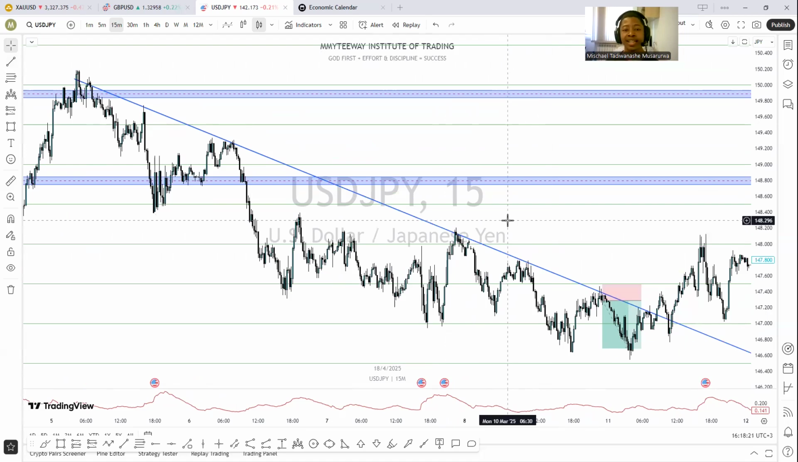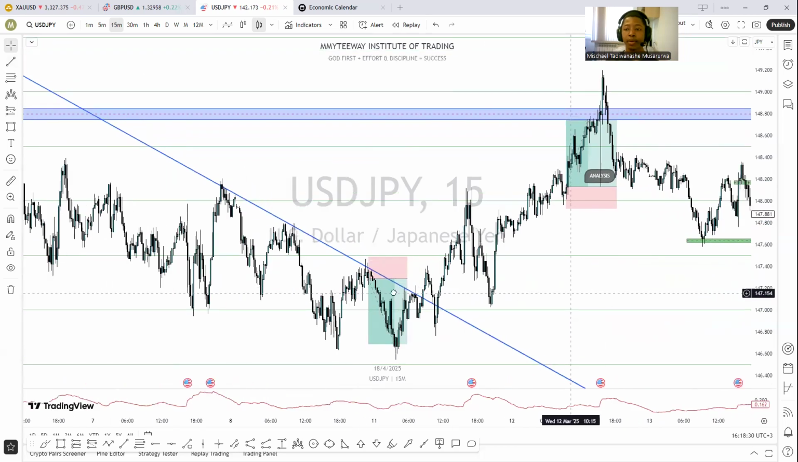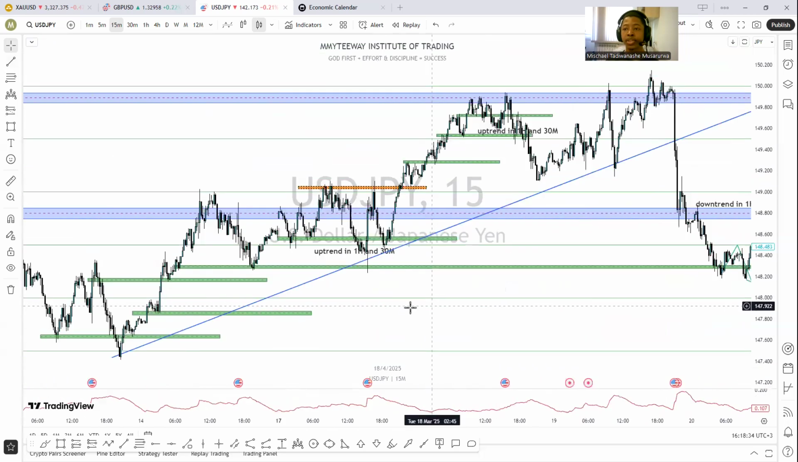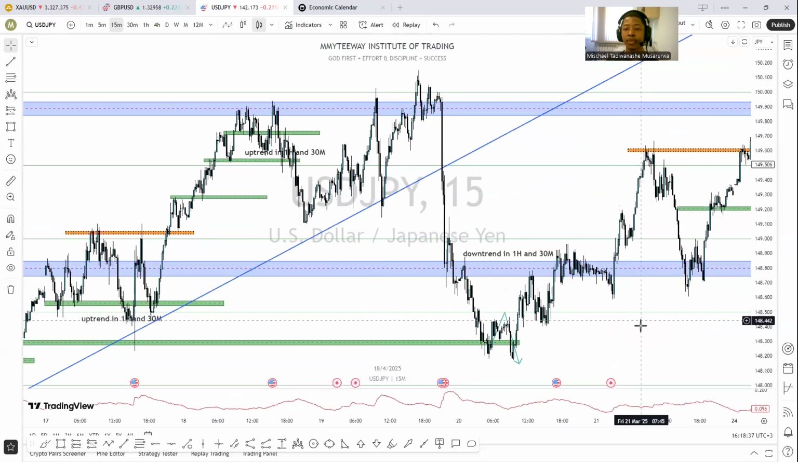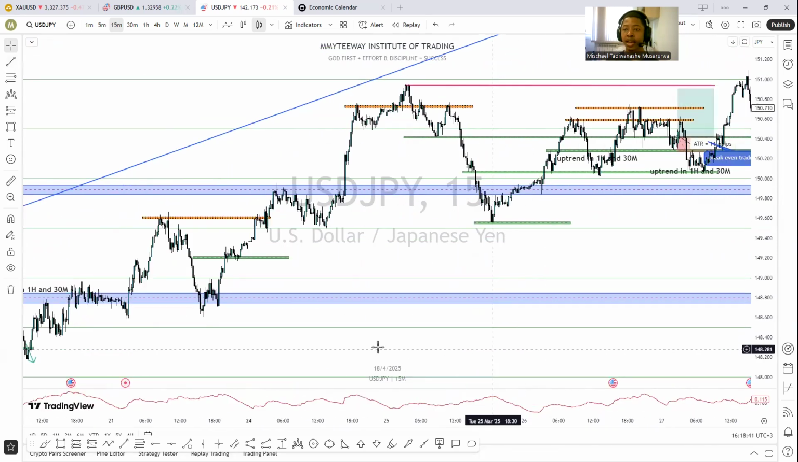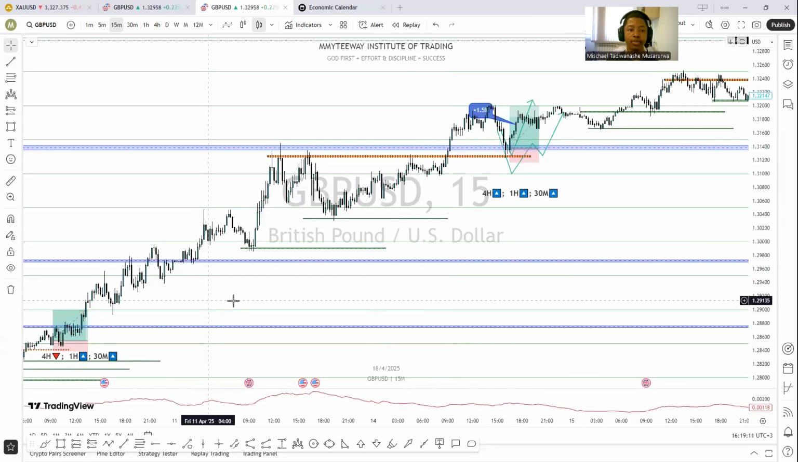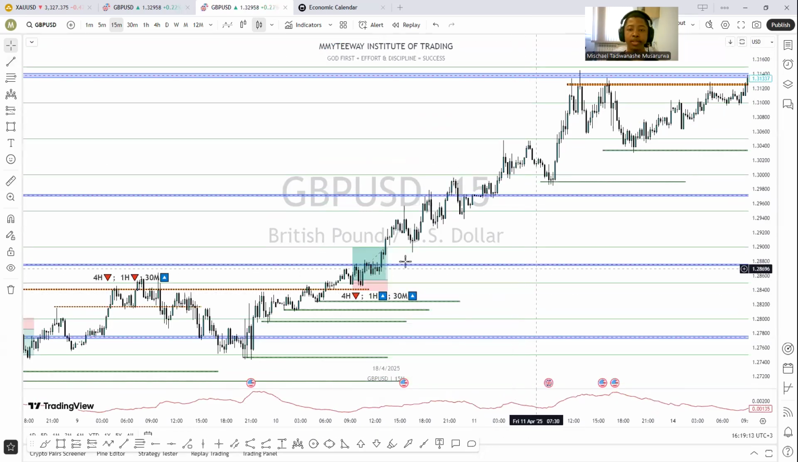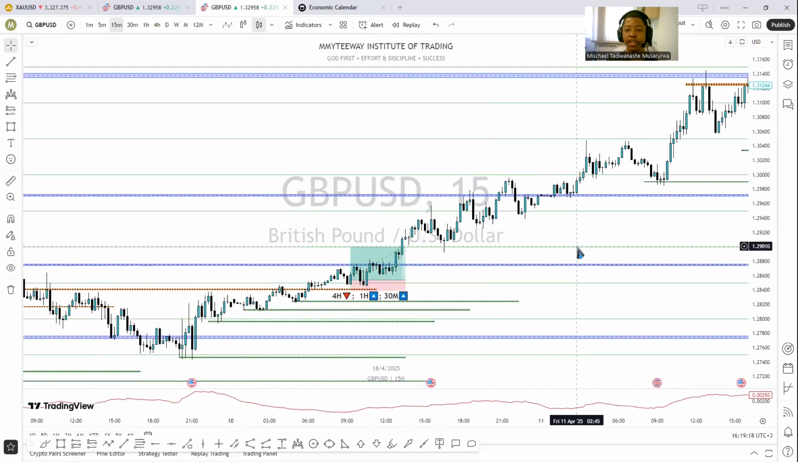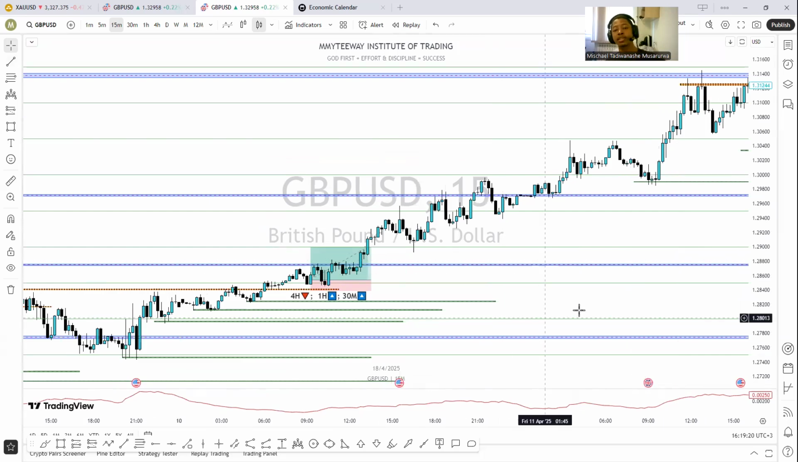Market structure is a very simple concept. It only shows you the trend by looking for the most adjacent highs or the most adjacent lows. Let's move to another pair. GBP USD. Yeah, we have a cute market structure here. We have a very nice market structure.